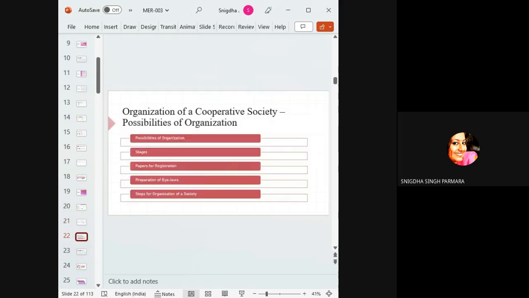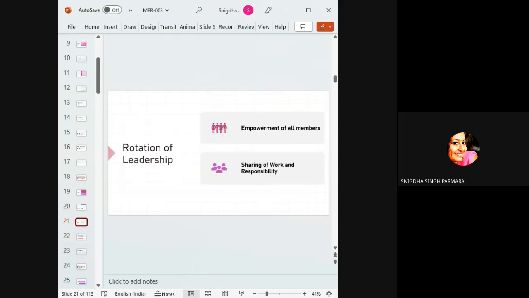Leadership among self-help groups is rotated so that there is empowerment of all the members. Nobody feels that the group is being dominated by a few and they do not have any say.